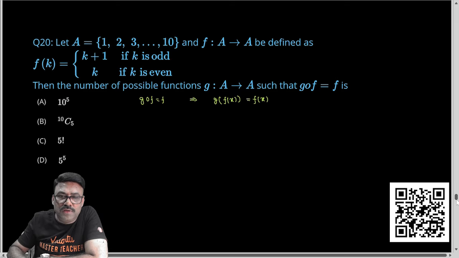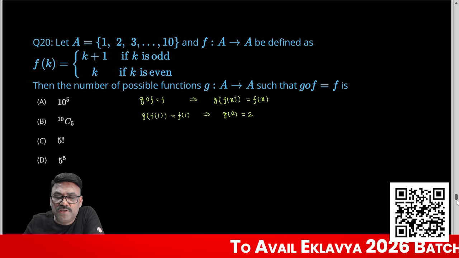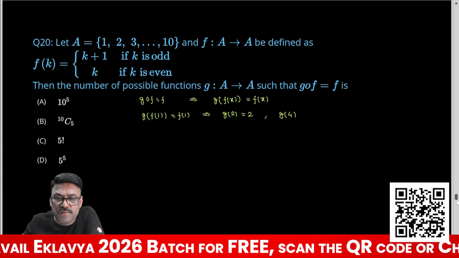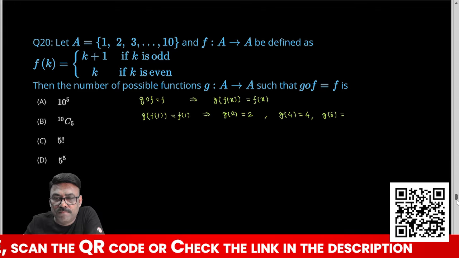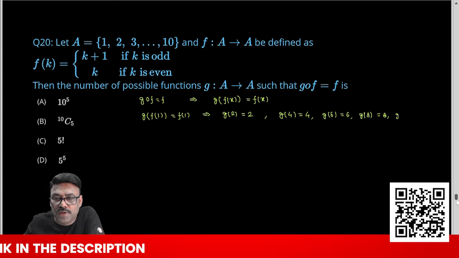So see, if I put x is equal to 1, so f(1) is what? g of f(1) should be f(1) only. f(1) is 2, so g(2) is 2. If you put x is equal to 2, again g(2) is 2. Similarly, you can check that g(4) is 4, g(6) is 6, g(8) is 8, and g(10) is 10.